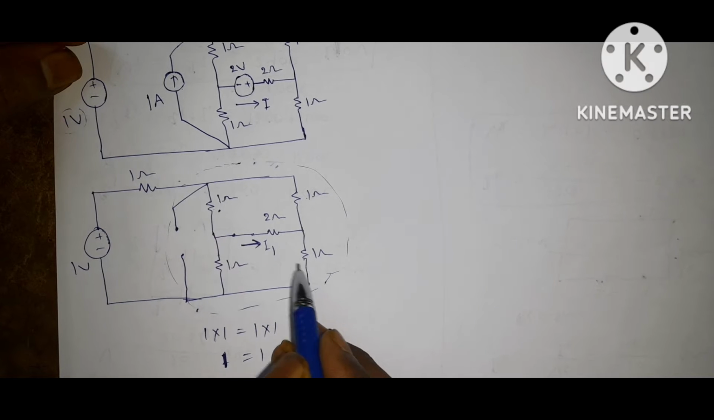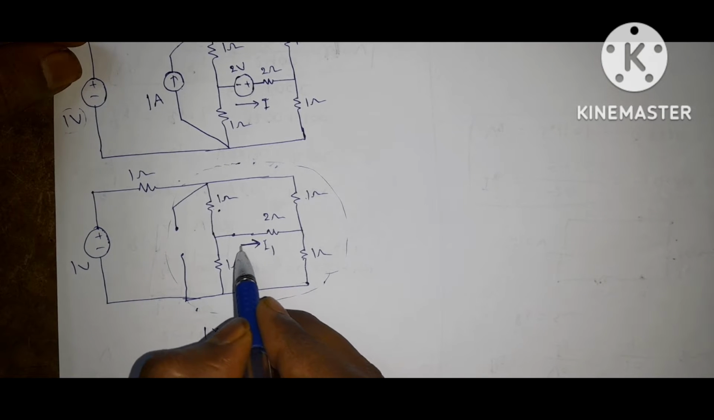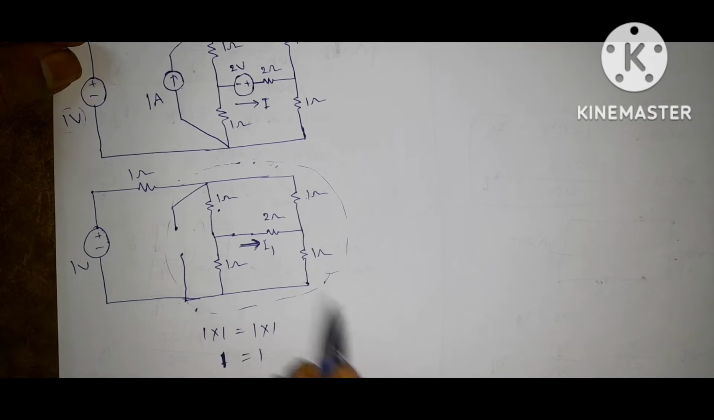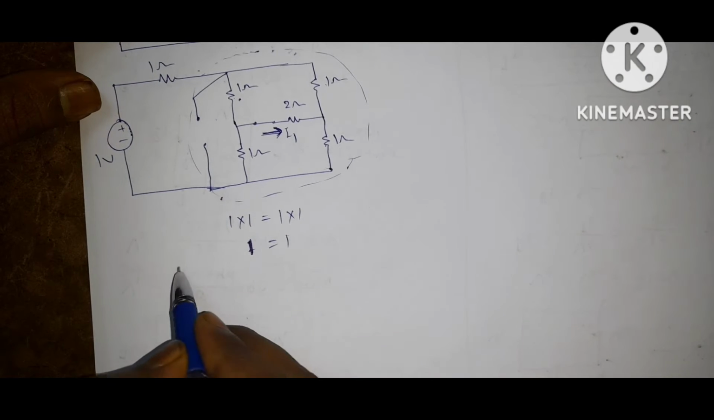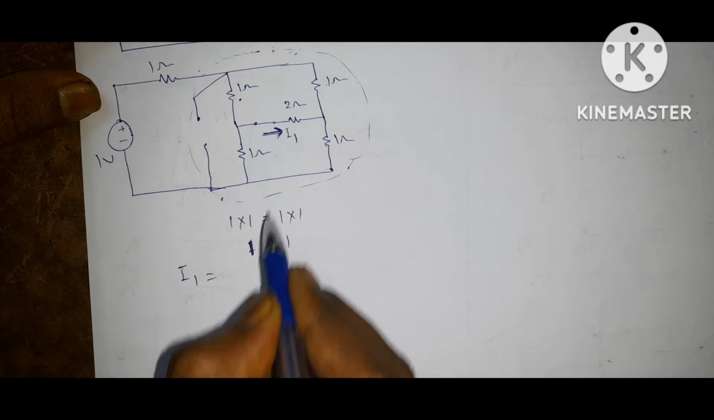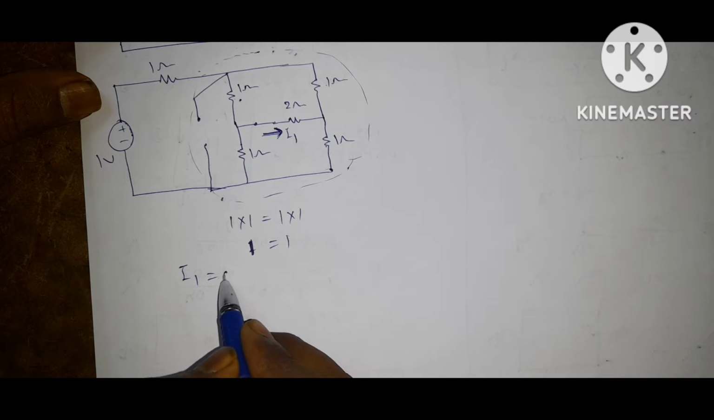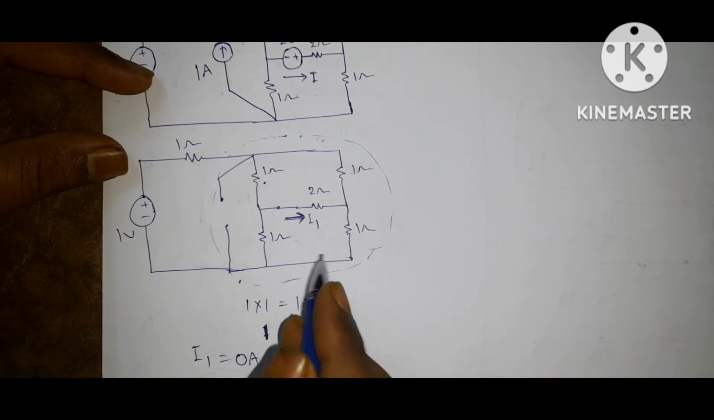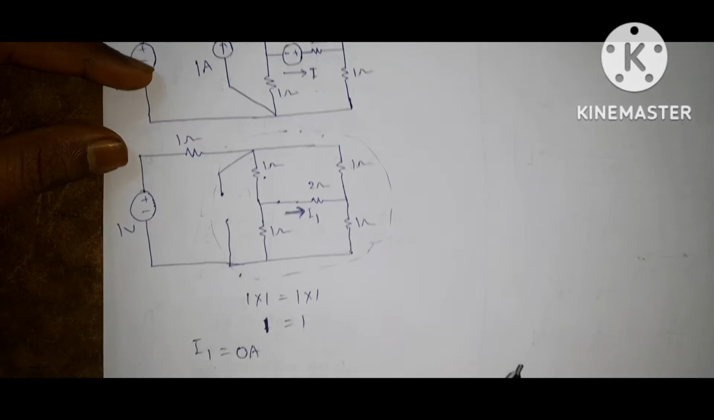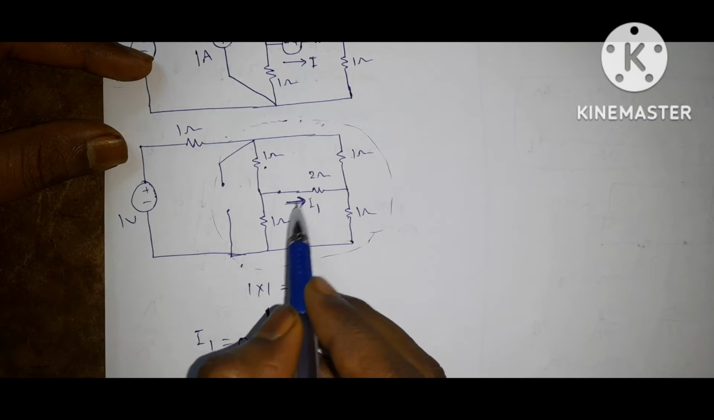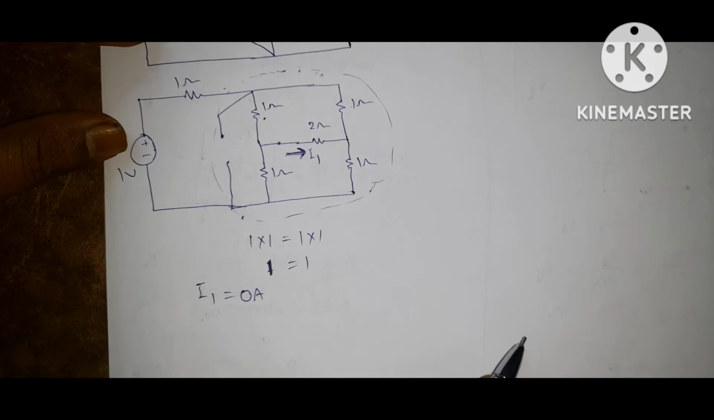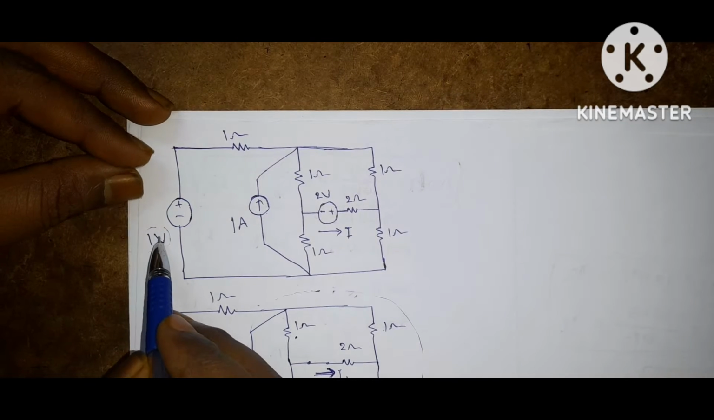So the bridge is balanced. When the bridge is balanced, the current flowing through this 2 ohm resistor is 0. No current is flowing through this 2 ohm resistor, so 0 amps. It looks like a Wheatstone bridge. If the bridge is balanced, the current flowing through this 2 ohm is 0. Now one source is completed.